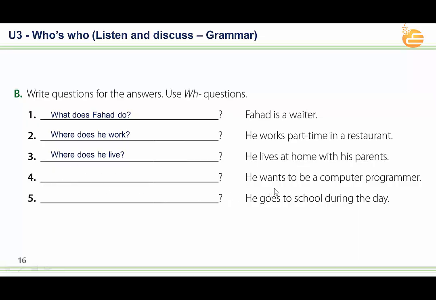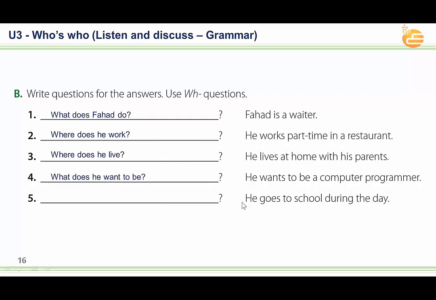Number 4. He wants to be a computer programmer. He wants to be something. Yes, I want to ask about something. So I have to say what does. Okay, you know, we are saying does all the time because we are asking about Fahad. He's only one. Just one. So we have to say, what does he want to be? Excellent. What does he want to be?